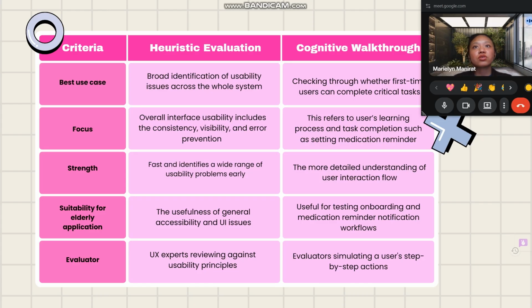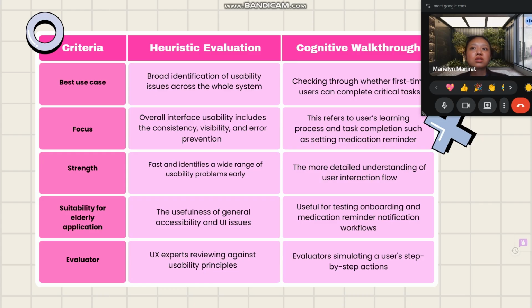The focus for heuristic evaluation is the overall interface and usability, including consistency, visibility, and error prevention as the main focus. As for the cognitive walkthrough, it refers to the user's learning process and task completion, such as setting medication reminders. So the cognitive walkthrough focuses more on the learning process of the user upon using the application. But the heuristic evaluation focuses mostly on a wide range of usability issues before it's deployed to the users.